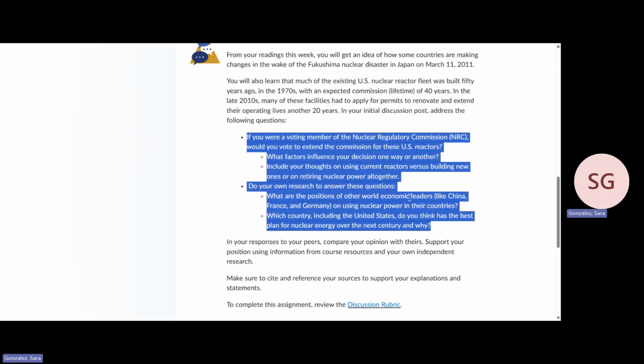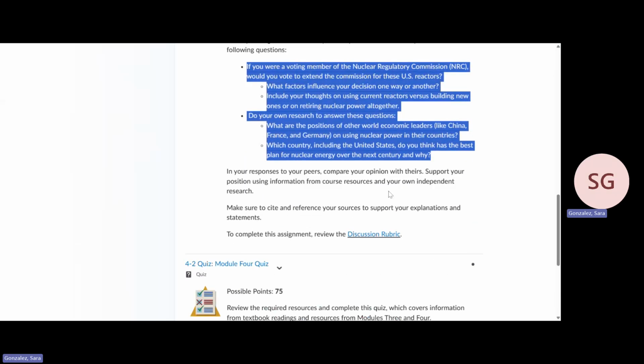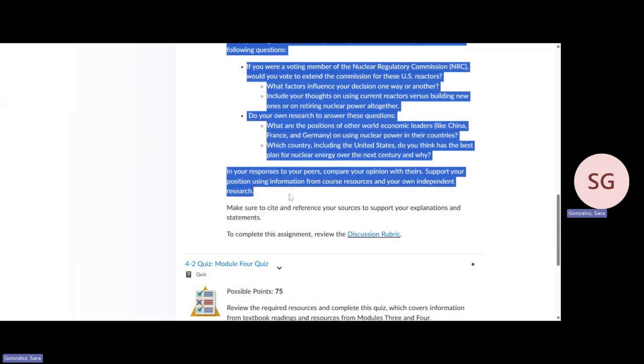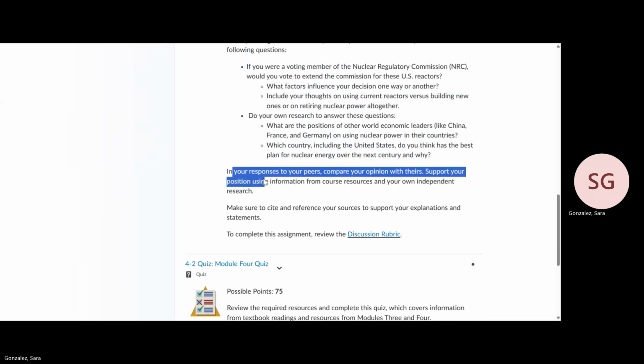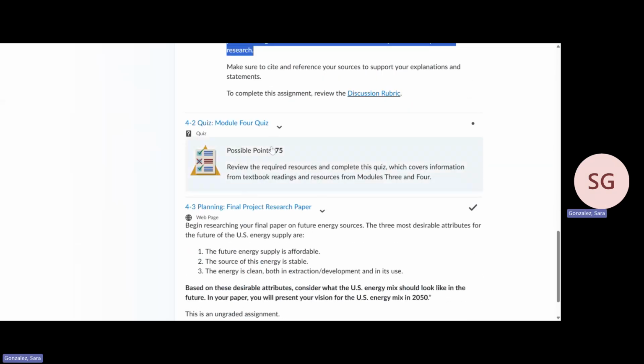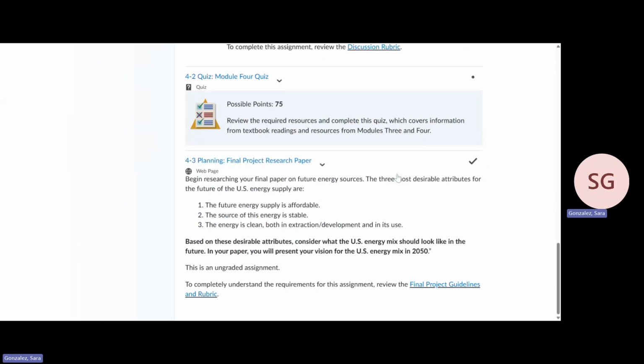Do your own research, also looking at the position of other economic leaders using nuclear power like China, France, and Germany. Then in your two follow-up responses, you're going to compare your opinion with others, agree or disagree. Support your position using your information and how that differs or agrees with your classmates. Make sure you complete the Module 4 quiz as well, covering both Modules 3 and 4.